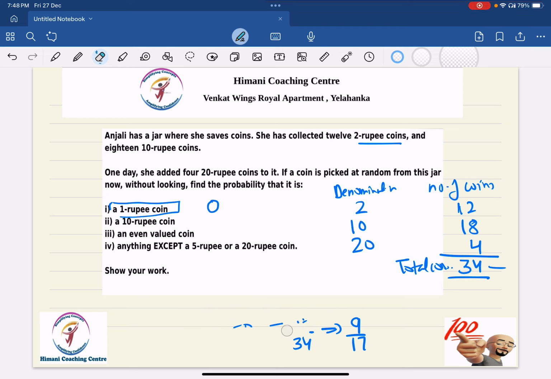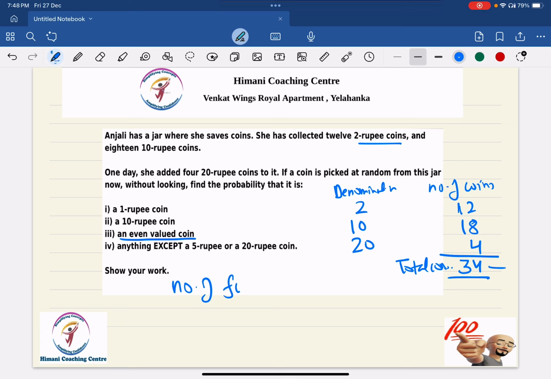So now let us move to the next question, which is that the coin is an even valued coin. Now see, 2, 10, and 20 all are even values. So what is the number of favorable outcomes? 34, because all the coins are even coins. And what is the total outcomes? 34. So what is the probability that it is an even valued coin? 34 by 34, and hence the answer is 1.